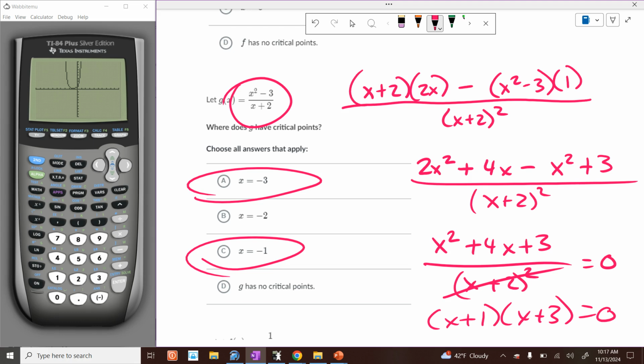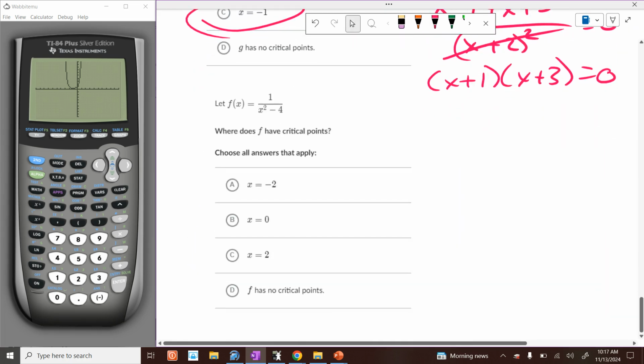You don't understand this doesn't matter? Because if we multiply both sides by x plus 2 quantity squared to get rid of it from this side, we multiply 0 times x plus 2 quantity squared. 0 times anything is 0. Okay? All right, I think I'm almost done here.